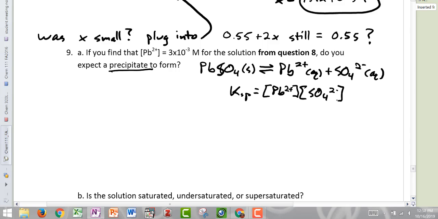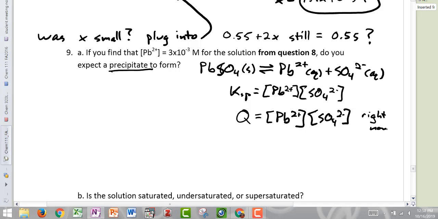When this equation is true, what's Q? Yeah, Q is that, except where you are right now. Well put. Whatever the concentrations are right now, whatever conditions you're told, whatever you're looking at.